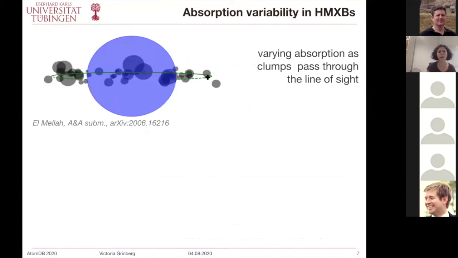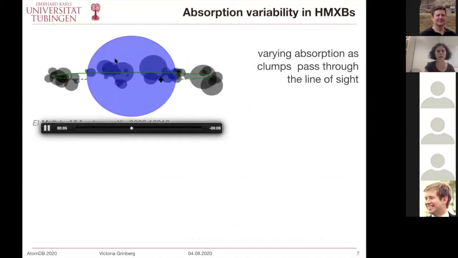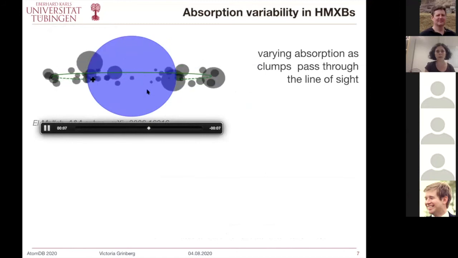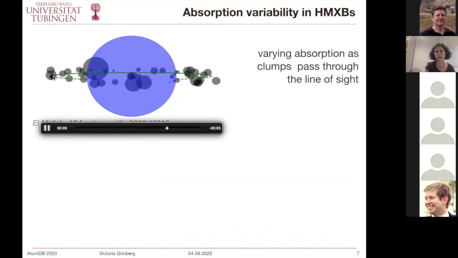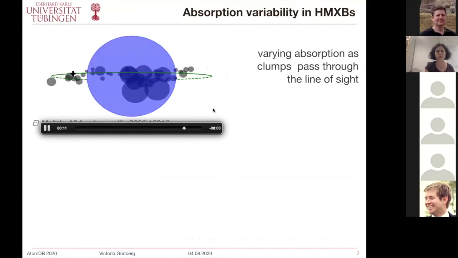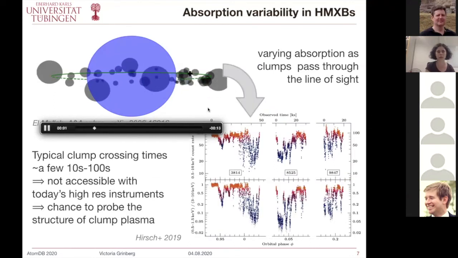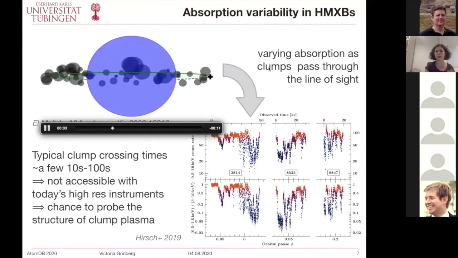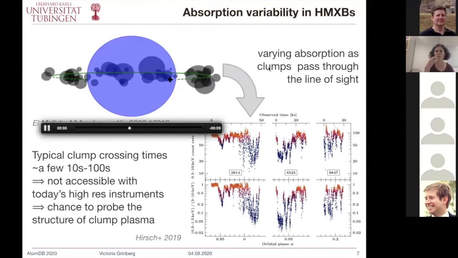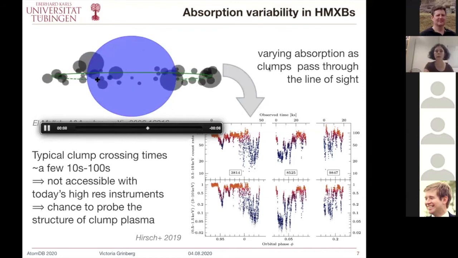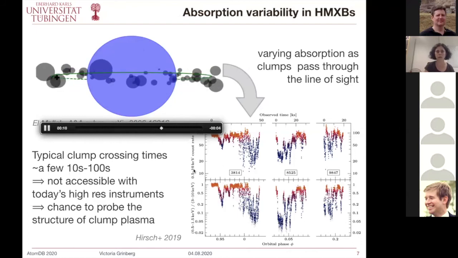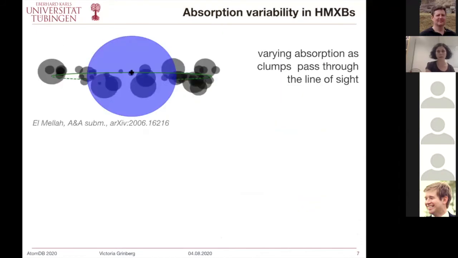As said, imagine we have our star, our clumps that are going in there, and we have our compact object going around the star. We only show the clumps here in this visualization in the line of sight. And what we have is varying absorption as those clumps pass through our line of sight. And sorry about that.